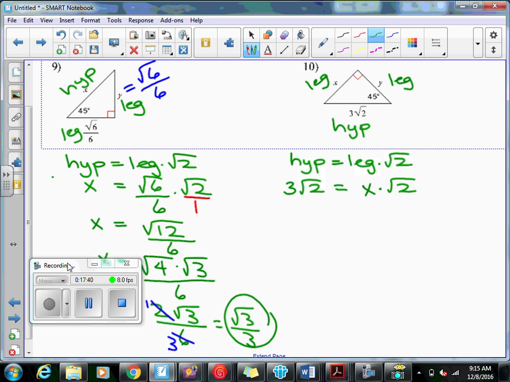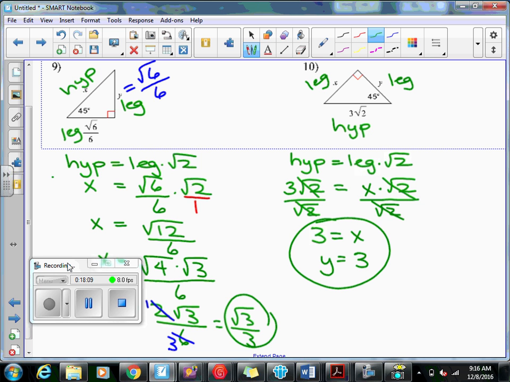Now, since I need to get that x by itself, I'm going to divide both sides of the equation by the square root of 2. So when I divide by the square root of 2, these radicals will cancel out. These radicals cancel out as well. And I'm lucky because now I'm done. X is equal to 3. And if you know x is equal to 3, then you also know that y is equal to 3, because remember, your legs are congruent.